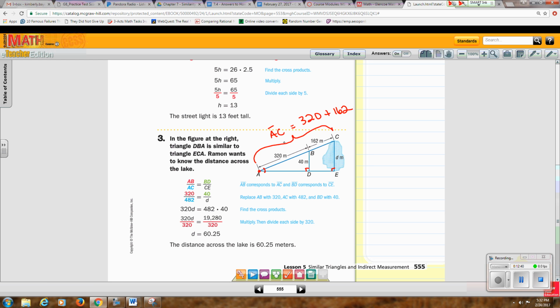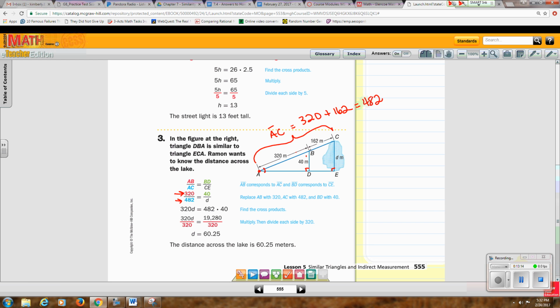So we're going to do the distance from AB, which is what they did here, and they put it over AC, which is 320 plus 162, which is the 482. This is where they came up with the 482. Okay? Because it's this smaller side of the triangle compared to the larger side of the larger triangle. The hypotenuse of the smaller one to the hypotenuse of the larger one. Does that make sense? So the 320 to the entire hypotenuse of the larger triangle.